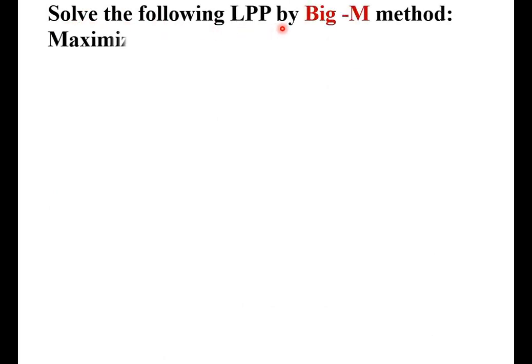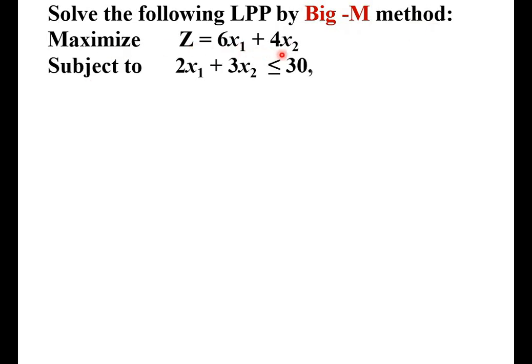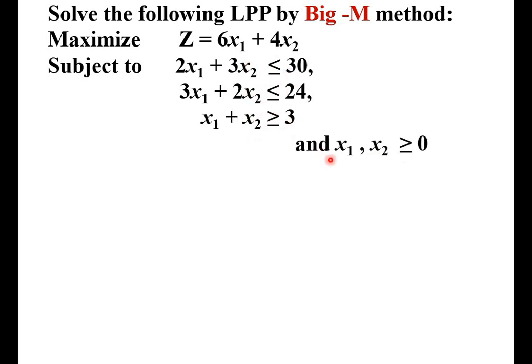Solve the following LPP by the Big M method. Maximize z = 6x1 + 4x2 subject to these three constraints, and at last, the non-negativity restriction.